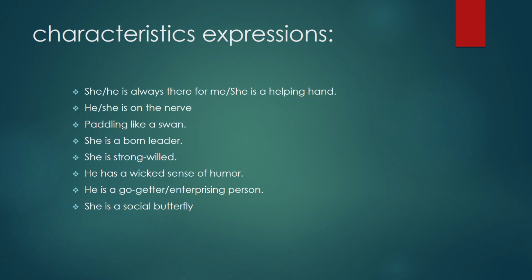So now let's go for some expressions. She is always there for me, or he is always there for me. It means basically the person is supportive, or she's a helping hand. A helping hand is an expression, meaning the person is helpful. Or he's on my nerves. He's on my nerves is an expression meaning that the person really makes us angry. Or paddling like a swan.